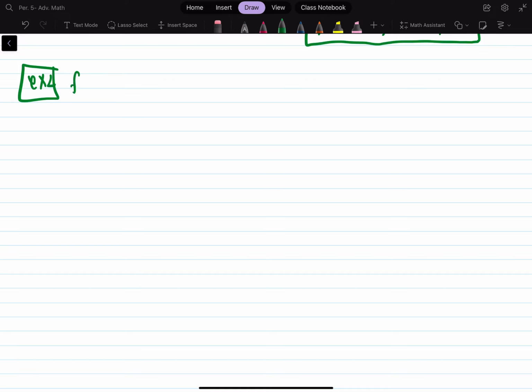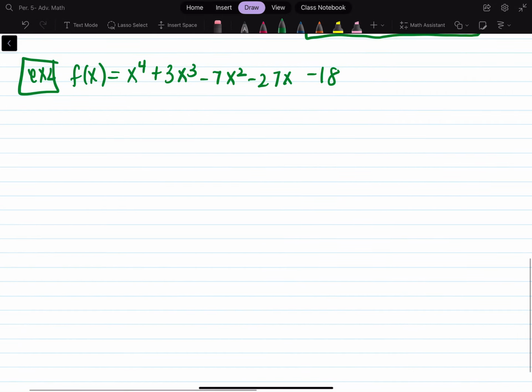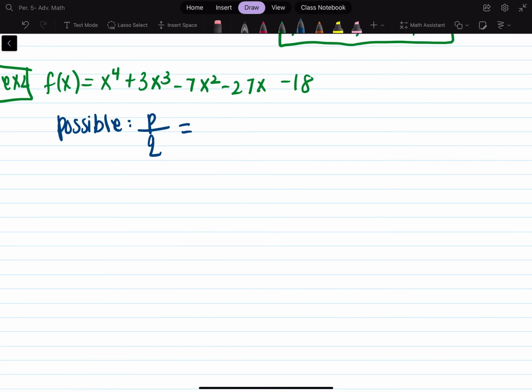this one. F of x is equal to x to the 4th plus 3x cubed minus 7x squared minus 27x minus 18. Okay, I need you to find the zeros of this polynomial. Find where this polynomial crossed the x-axis. So we have to first figure out what is a potential factor to this. So let's list out first all the possible rational factors using our rational zero theorem. So we have to first list out what are the factors of our constant and then divide those by the possible factors of our leading coefficient, which in this case is 1 again.